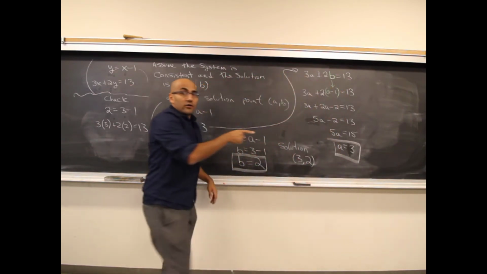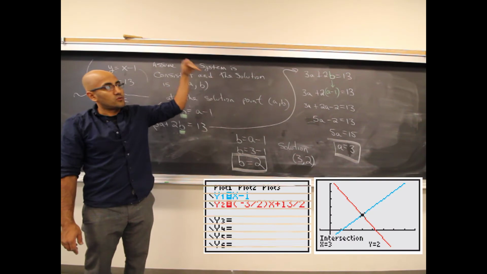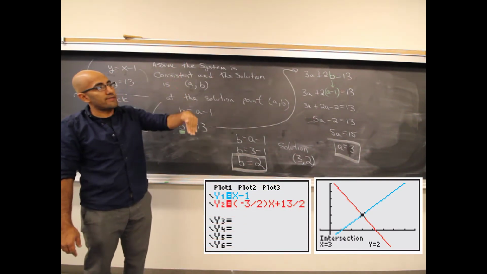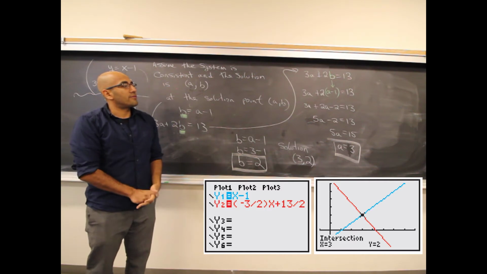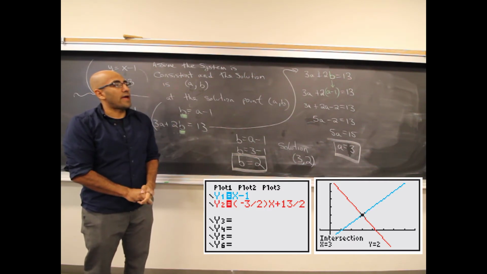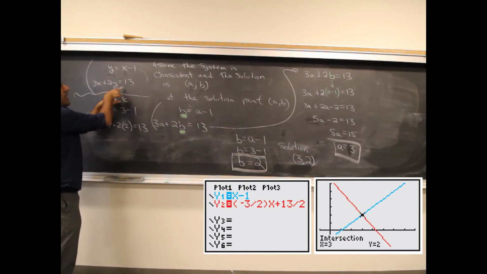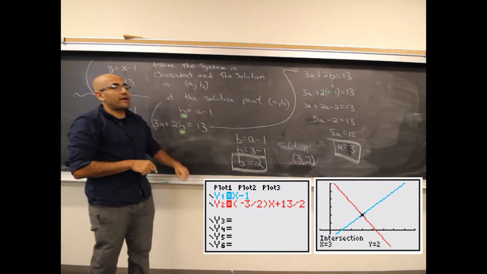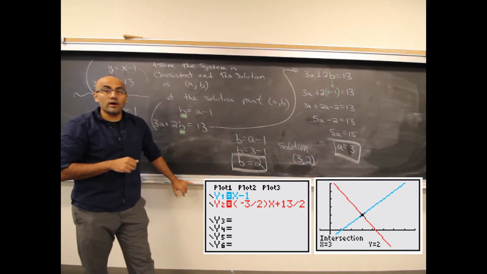If we used our calculators, we go to our calculator, we graph it, and we would get this. We have the line this way. The red one is the line negative 3 over 2 x plus 13 over 2. That would be this if you solve for y. If you move this over and divide everything by 2, you end up with negative 3 over 2 as the slope, plus 13 over 2 as the y-intercept.